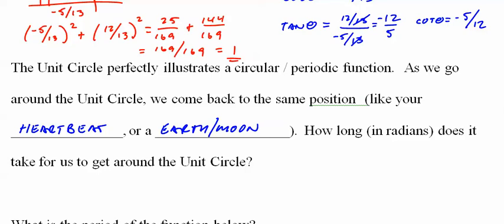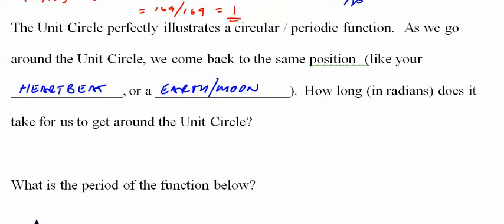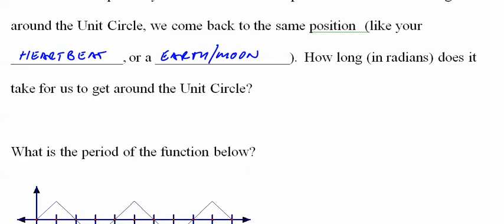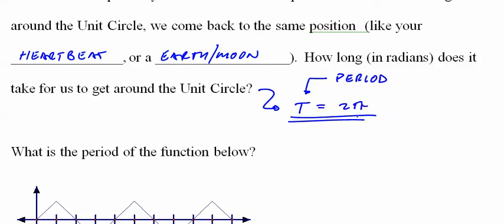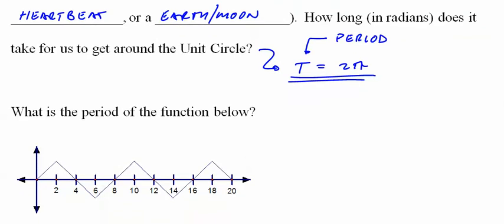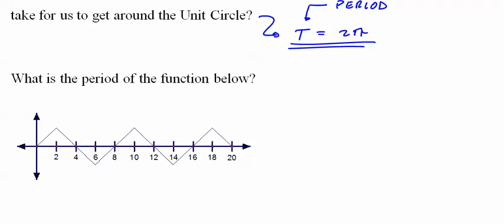For example, the earth goes around the sun once every 365 days. In the unit circle, we go around the circle. Remember, all our answers in radians. We call period a capital T. It takes 2 pi radians, which we conveniently don't write down. So that's just a quick example to help us when we get to our next unit.